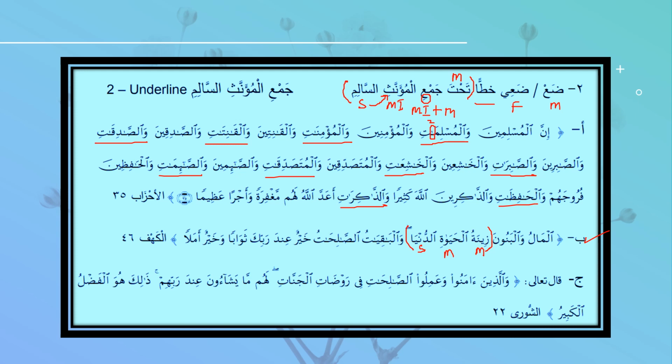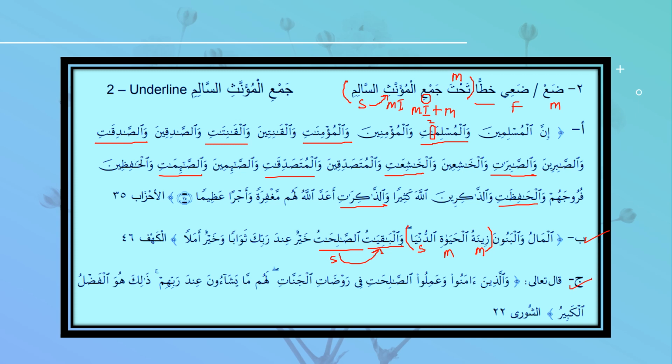Dunya is coming as sifa for haya, and wal baqi'at. So this is muannas. Salihat is muannas. So this is sifa following baqi'at. Sifa. Khairun, they are all good, better with your Lord. Thawaban wa khairun amala. It's a great reward with your Lord, and khair, good amala. So now let's check the third one.